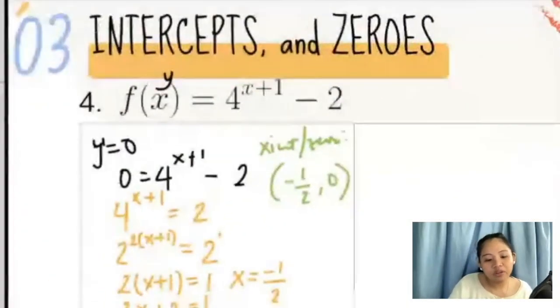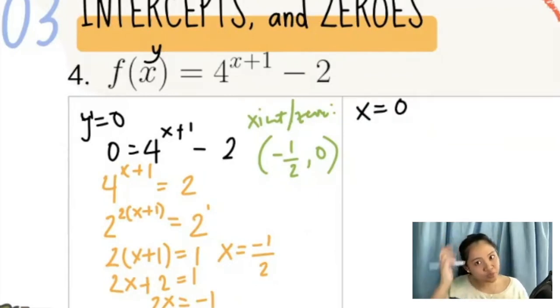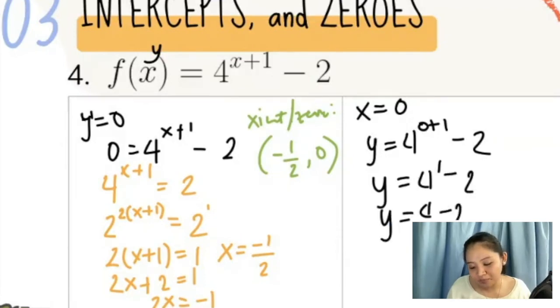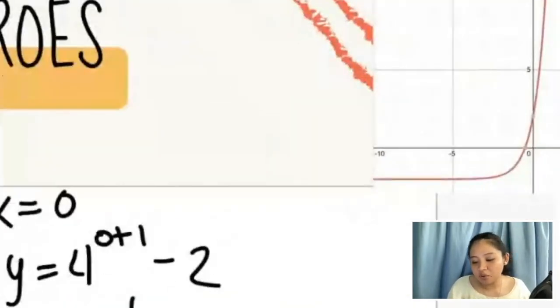Next, what if we're looking for the y-intercept? For the y-intercept, your x should be equal to 0. So, substitute that into the equation. That will be y equals 4 raised to 0 plus 1 minus 2, which would give us y equals 4 raised to 1 minus 2, which is also equal to 4 minus 2. In simpler terms, y is just 2. So, for our y-intercept, this would be 0, 2 as an ordered pair. You can see in your graph, it also touches 0, 2.